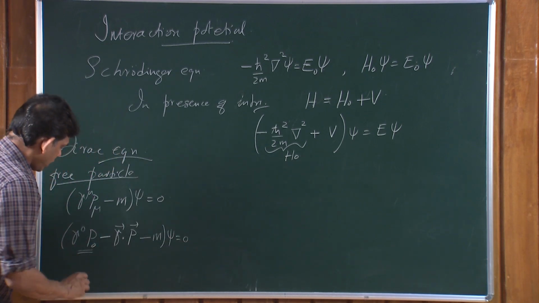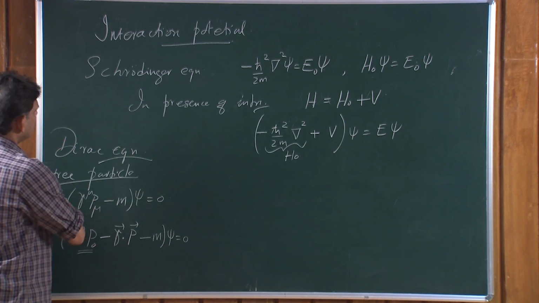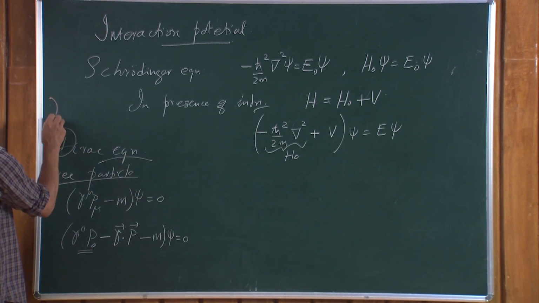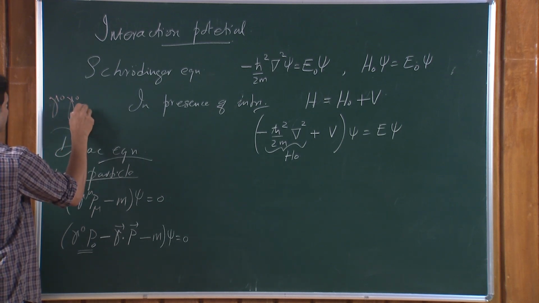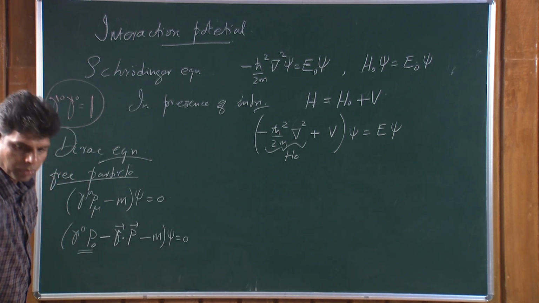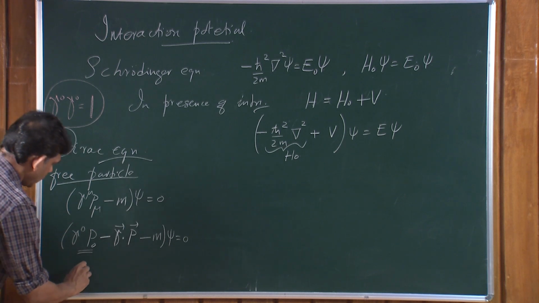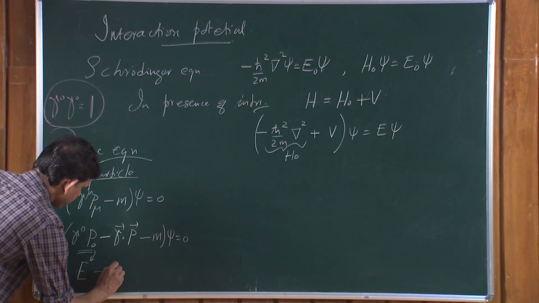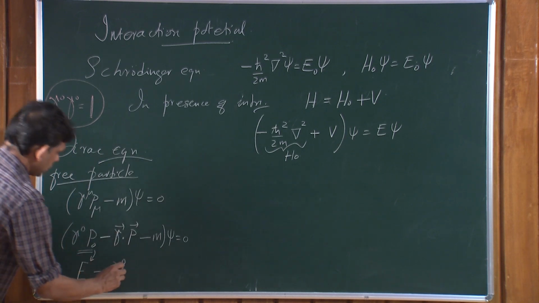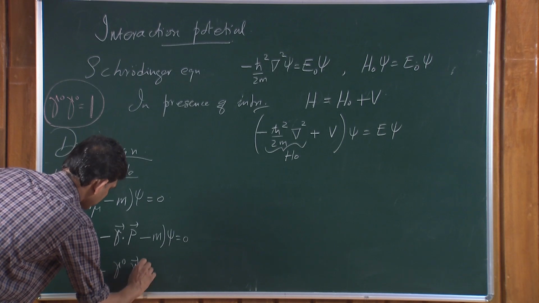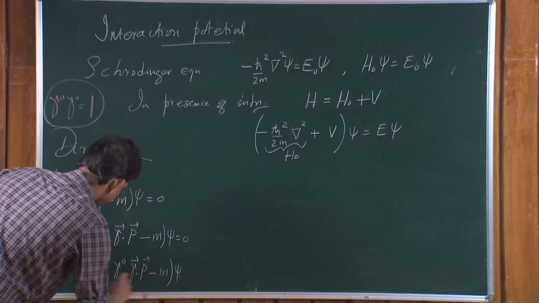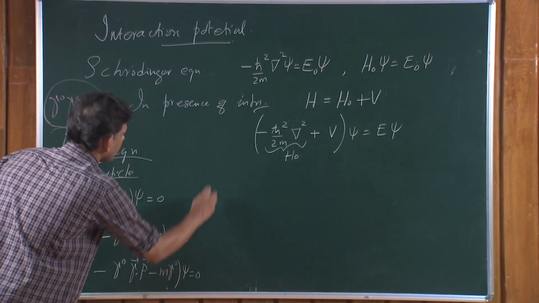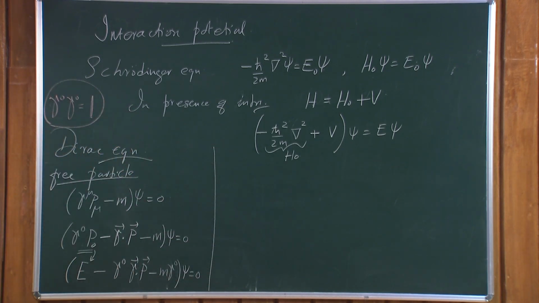This is essentially energy, and I have the property of the gamma matrix, that gamma 0 square is equal to 1. So, let me use that property and multiply this by gamma 0, and then I have P naught equal to energy, minus gamma 0 gamma dot P minus m gamma 0 psi. So, I have multiplied every term by gamma 0.